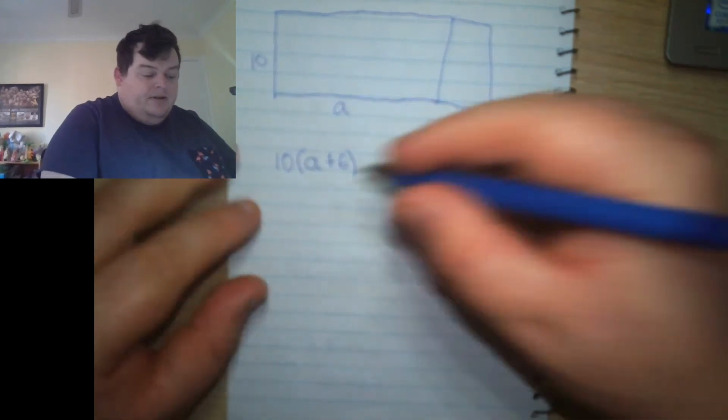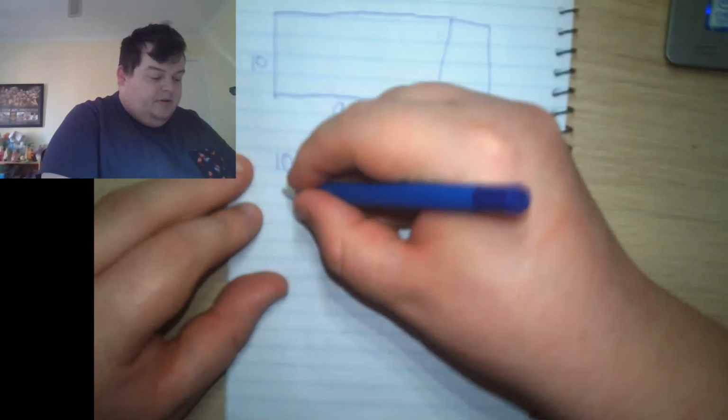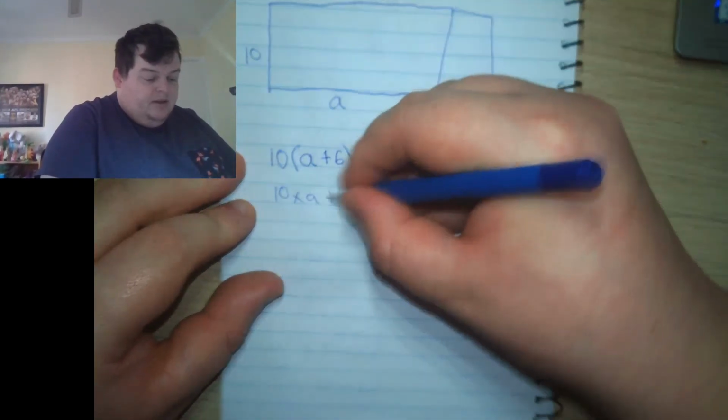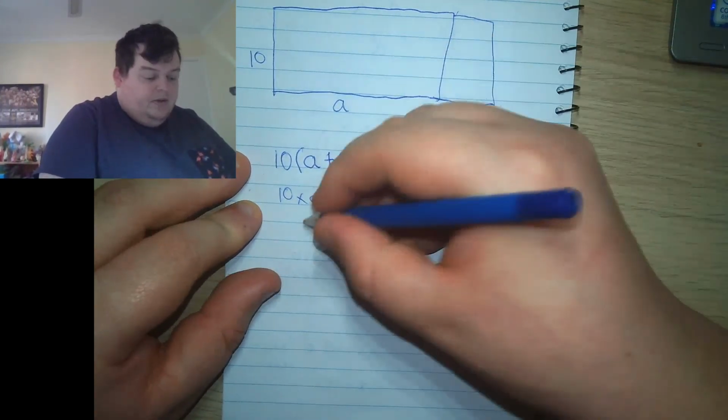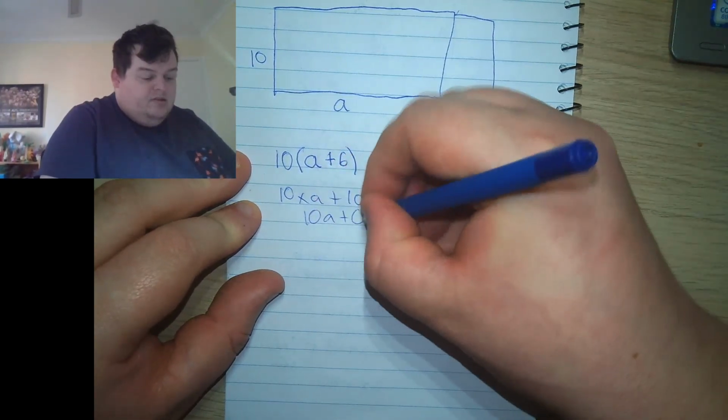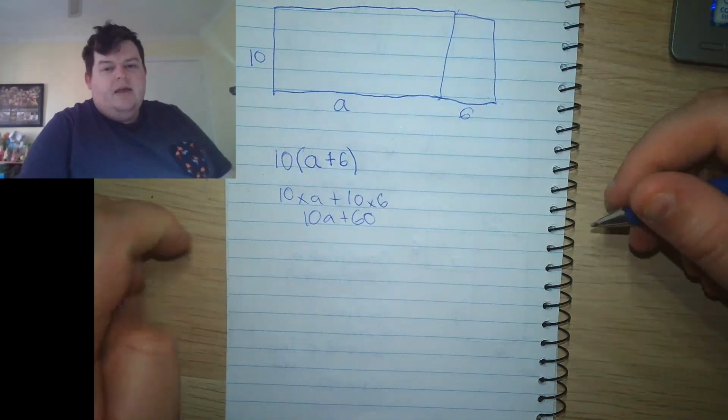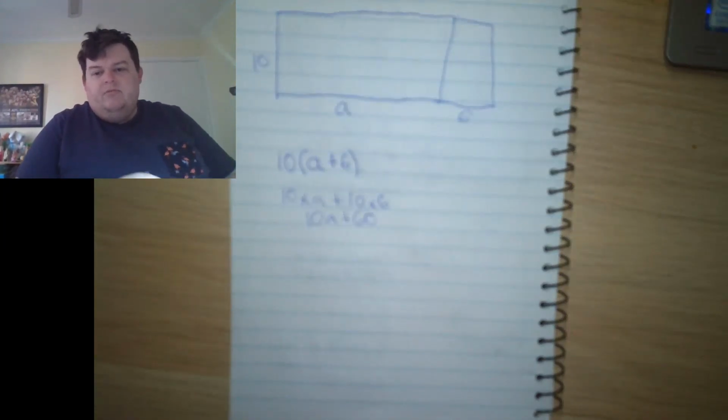And this is a problem that we're used to now. We distribute the 10 amongst both of these. We have 10 times A plus 10 times 6, which gives us 10A plus 60 seats. Alright, that'll do for now. You get the general idea anyway.